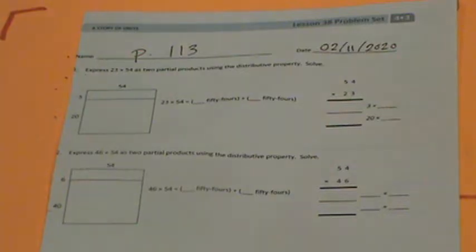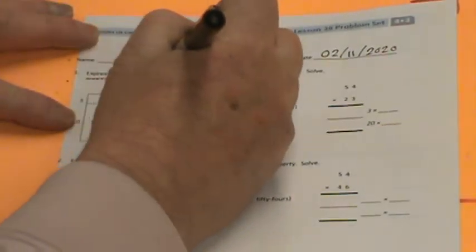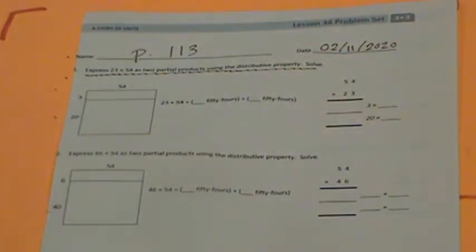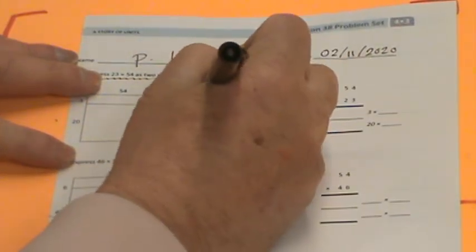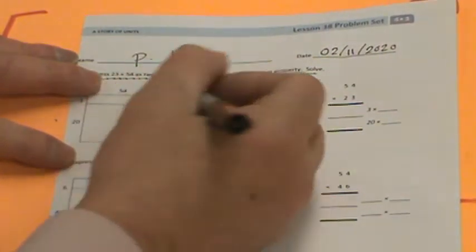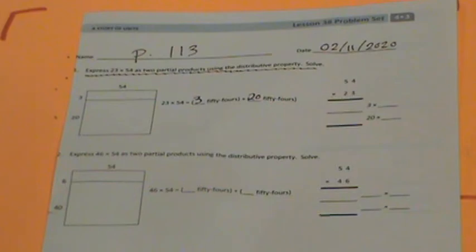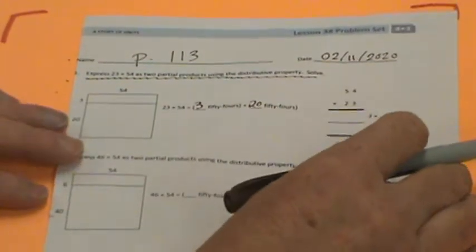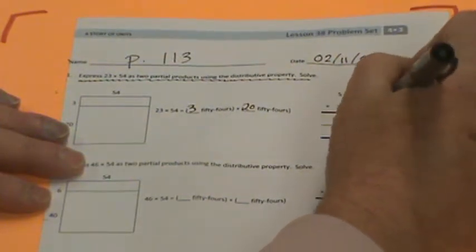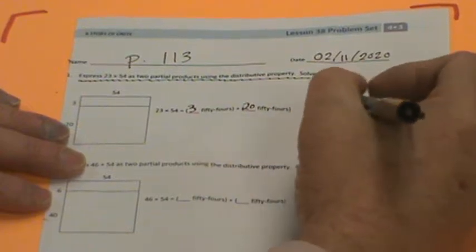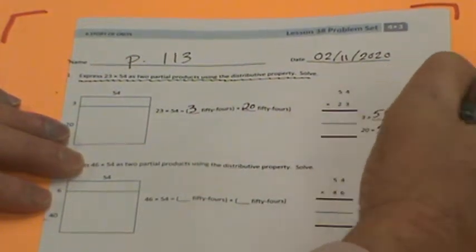First thing we're going to do is express 23 times 54 as two partial products using the distributive property and solve. Okay, breaking away a little bit from what we were doing in our concept development, but not really. So it's 23 times 54, all right? So we're doing 3 54s plus 20 54s. Okay? 3 54s plus 20 54s. So over here, we would say it's 3 times 54 and 20 times 54. All right?